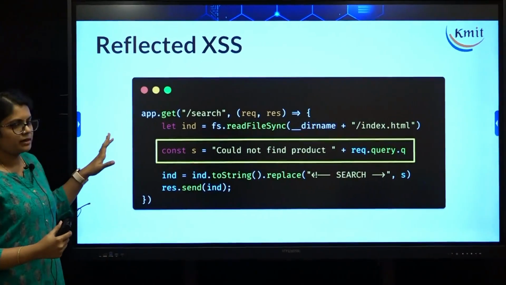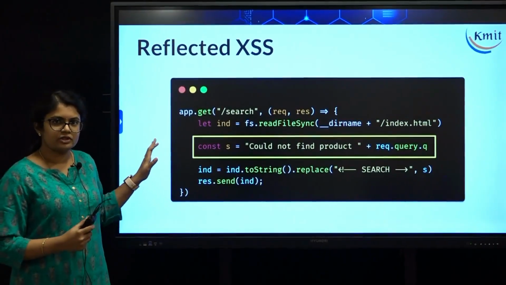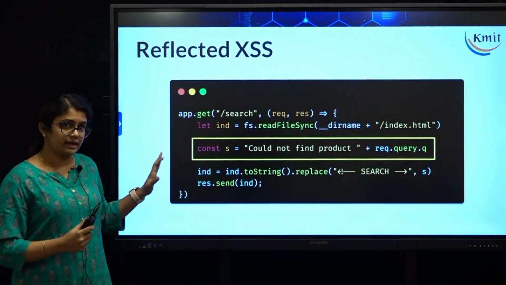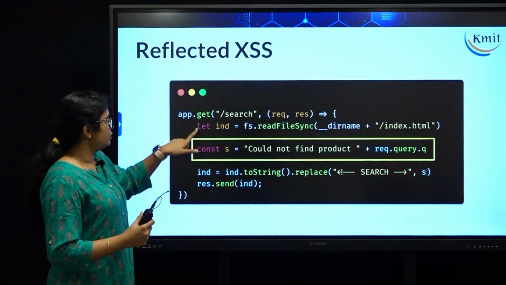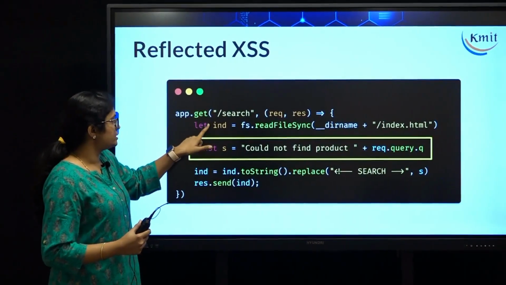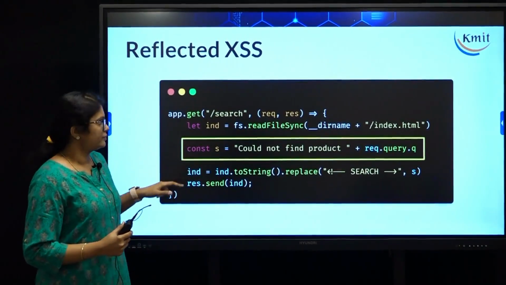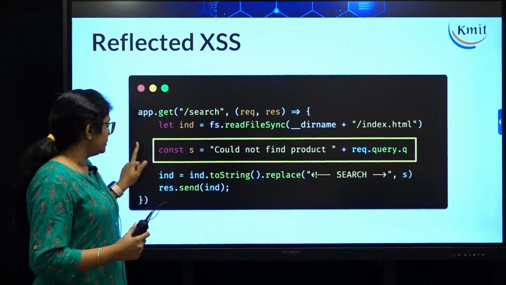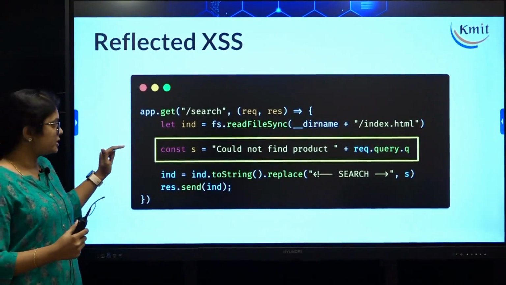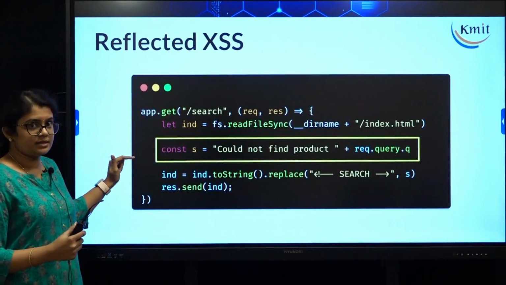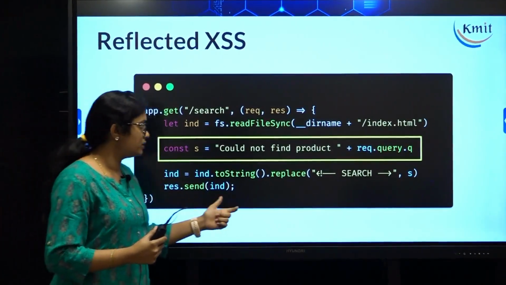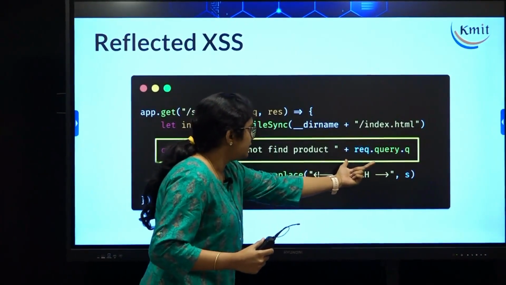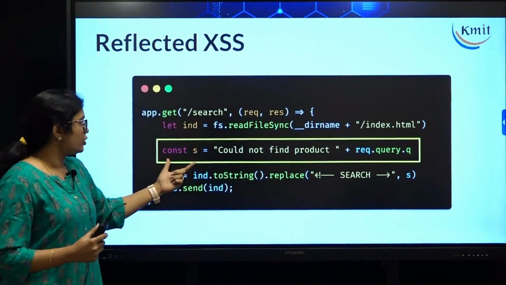Let's take a quick look at the backend code which is allowing this reflected XSS attack to happen. As I told you, we are making a GET request at this endpoint, search. Now this is receiving the request headers, and this is the line of code which is allowing that reflected XSS attack to happen, because it's directly concatenating the message to the response value.